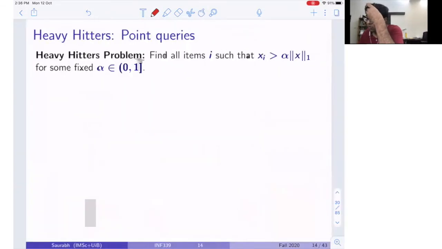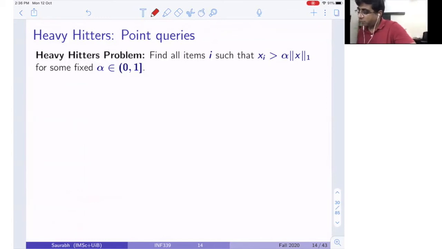Now, I want to talk about something called point queries. So generally people teach point queries first and then they teach range queries, but I decided to teach in a slightly different way. I'll explain to you in a minute, because I think this is a bit easier to explain after doing dyadic intervals, okay?